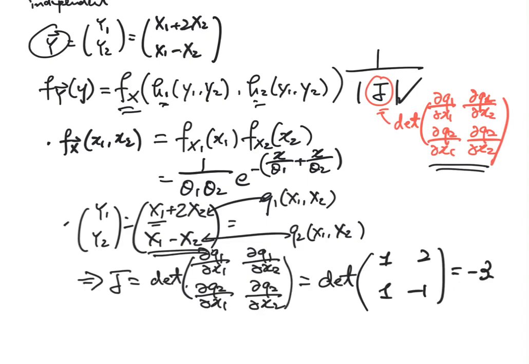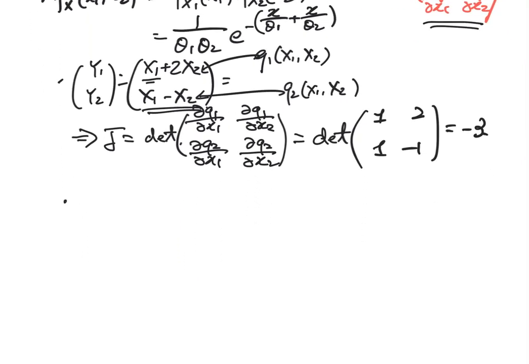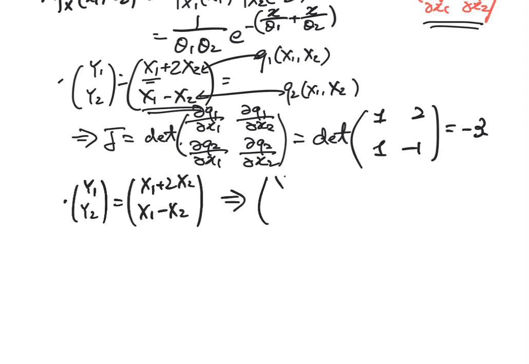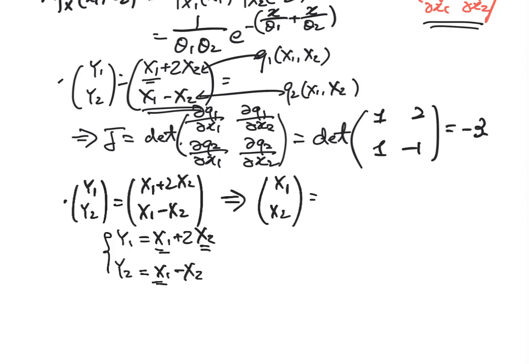Then finally, you just need to get your inverse function. Given that y1, y2 equal to this, our goal is to express s1, s2 in terms of y1 and y2. So basically you just need to solve this equation for s1 and s2.